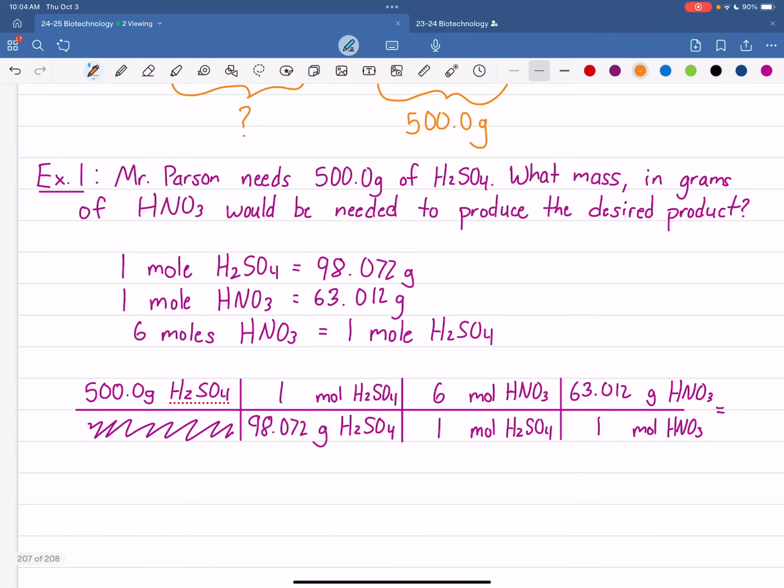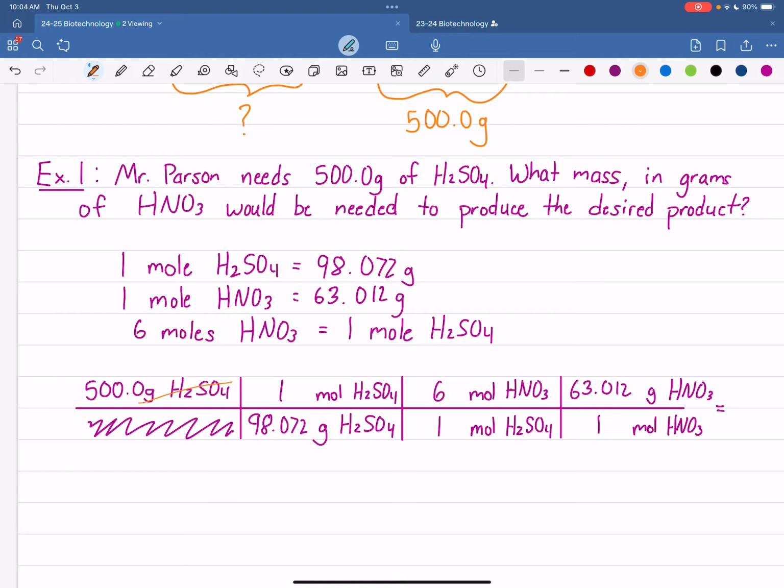Now I just double check here, make sure that I'm doing my t-table correct. I can go through and cross out any units. So grams of H2SO4 are going to cancel grams of H2SO4. Moles of H2SO4 cancel our moles of H2SO4. Moles of HNO3, moles of HNO3. And then I get to the grams of HNO3, which should be the answer that I'm looking for.